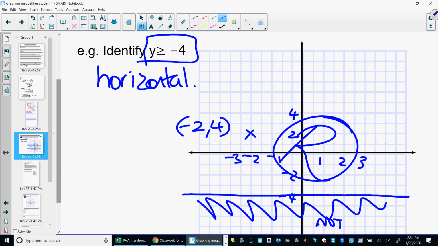-2, 4. And what's the value of y in this coordinate? Is that greater than or less than? Greater than, so that's the area we're in. So just choose any side.